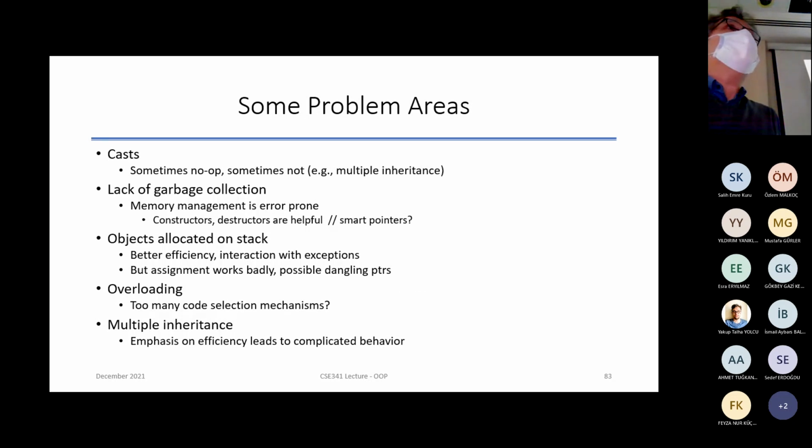And of course, some problem areas. Otherwise, if it was perfect, it would probably be the dominant object-oriented programming language. You know that it's not the case. There are some other alternatives. So the first problem is with casting. Casting, we are going to talk about this, but as part of multiple inheritance, sometimes you have no operation, sometimes you don't have that. And lack of garbage collection, we discussed this.